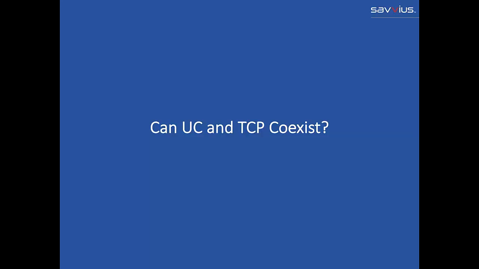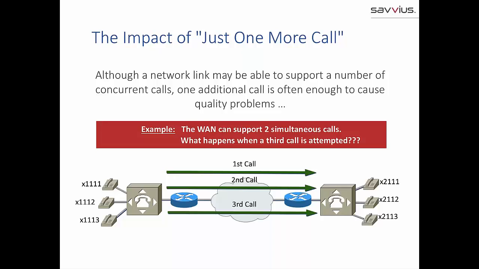So in terms of the ability of UC and TCP to coexist, I'm going to say that they can, but the one thing to remember about voice over IP is we can continue to introduce calls, but once we exceed the limit of our channel for VoIP, the quality really goes down for everybody, for all the calls. It's not like the last guy in suffers.